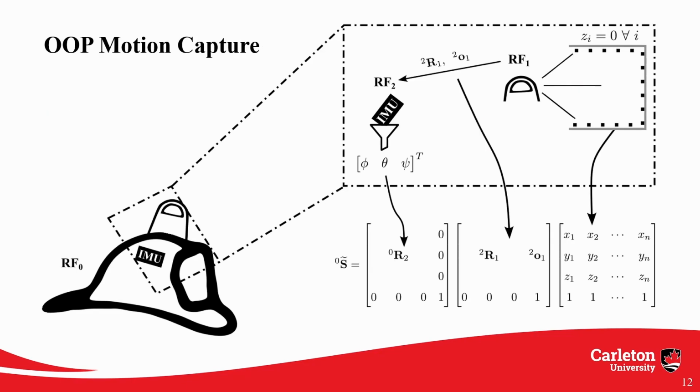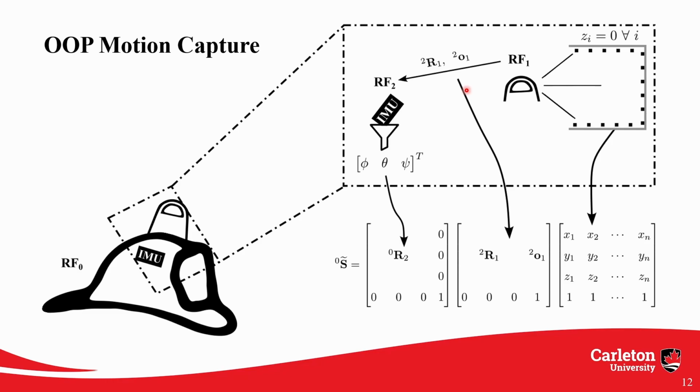Mathematically, this process starts with raw LiDAR scans, shown here having no 3D component, but an out-of-plane motion, so the Z value is always 0. This is then placed within a homogeneous matrix so that it can be transformed from the reference frame of the LiDAR to the reference frame of the IMU using a homogeneous transformation. The rotation and translation are a function of how the LiDAR and IMU have been mounted.